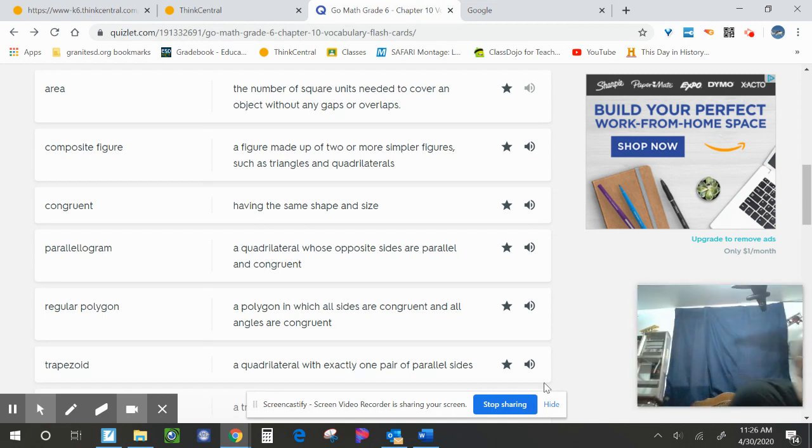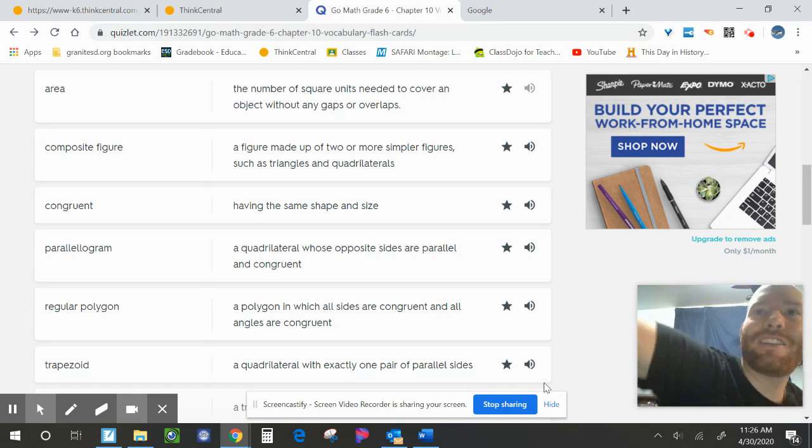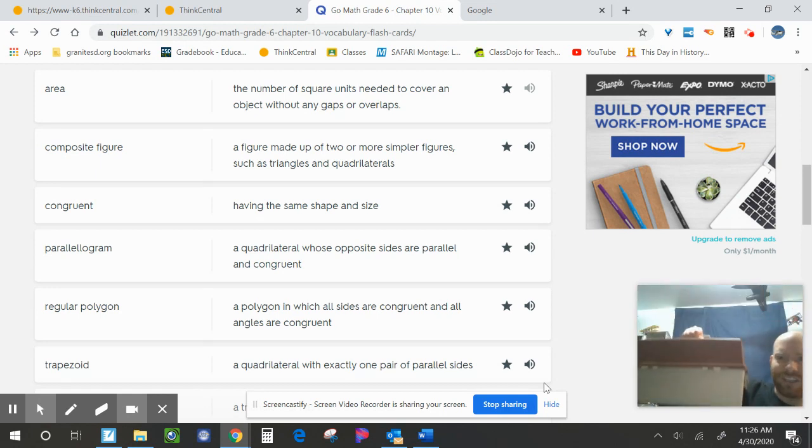Parallelograms! More parallelograms. I got a tackle box here where I keep all my fishing stuff. I haven't been able to fish. I want to go fishing so bad. It will happen. Okay, anyway, my tackle box.